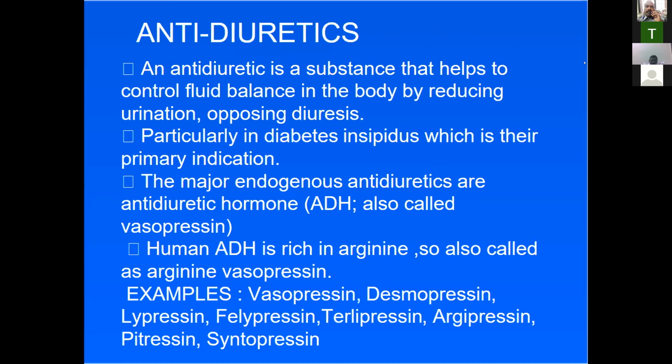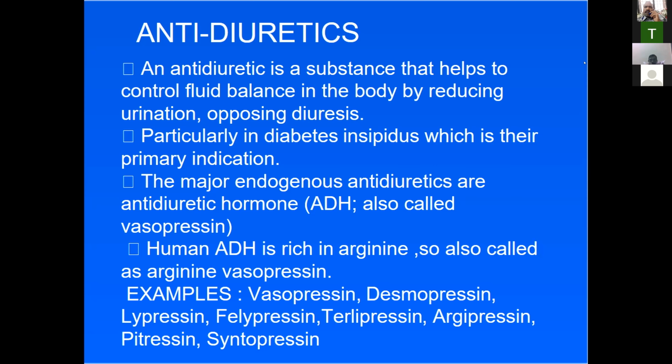Okay. This is a drug class which is against that: antidiuretics. This is a substance which can help to control fluid balance in the body by reducing urination, and it opposes the diuretic action. So particularly, these drugs are mainly used in diabetes insipidus patients. That is the primary indication.